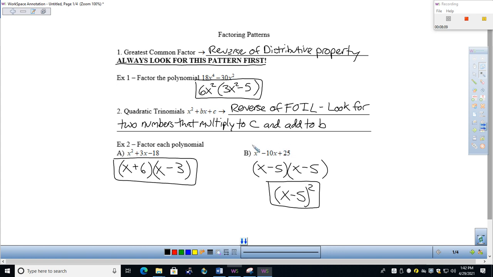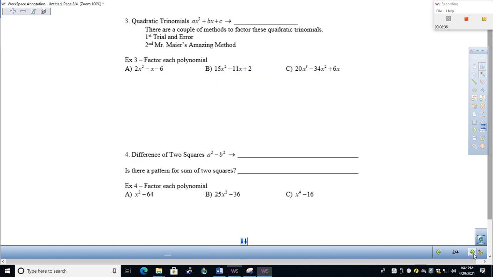This happens to be what is called a perfect square trinomial. And it's a type of quadratic trinomial that factors into what is called the square of a binomial. And that's going to be helpful, as I said, when we do some solving quadratics. All right, very good. Let's move on to number 3.